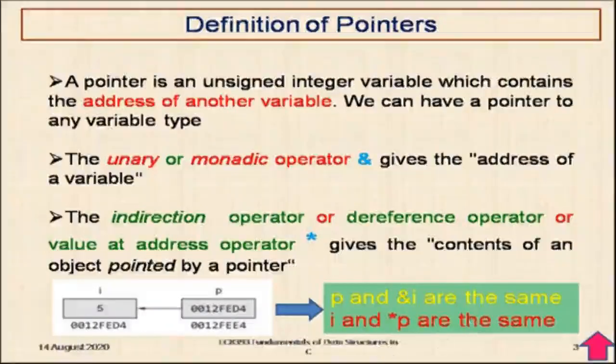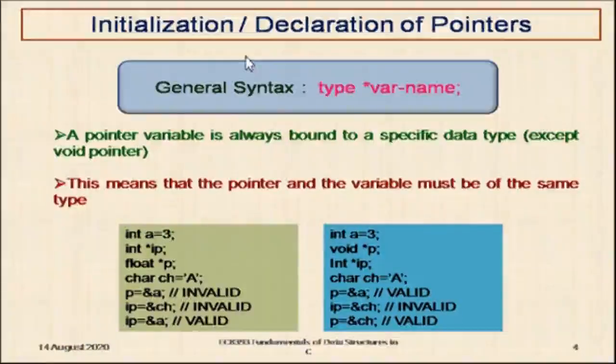So with this, let us move on further. Coming to the initialization of pointers, or declaration of pointers. This is the general syntax: type star variable name. Here the variable name is nothing but the pointer variable, which is of the given type.